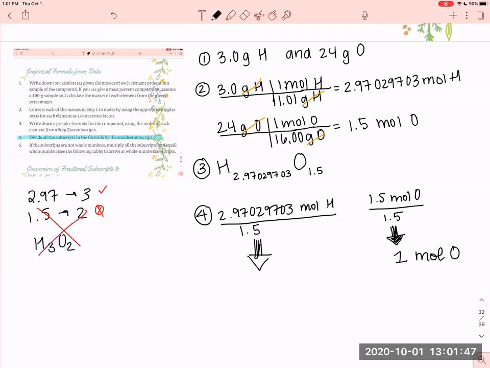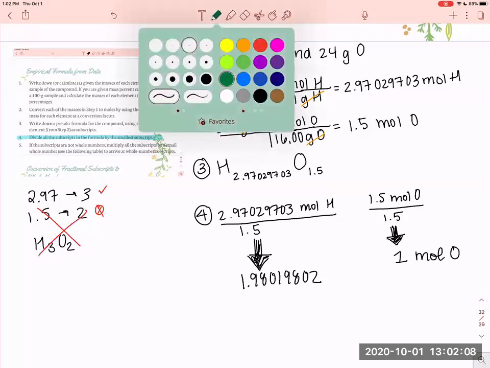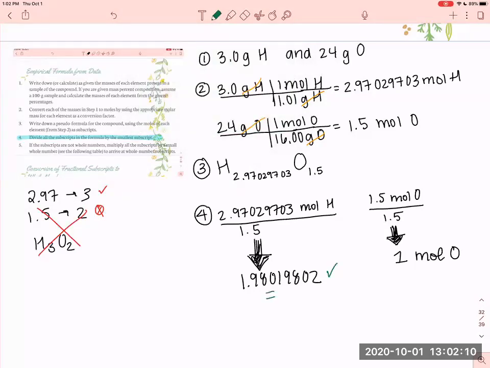And would you look at that? You get 1.98019802. And the rule is you can round anything that is 0.1 off from a whole number. So I can round 1.9 and I can round 1.1, but I can't round 1.8 and I can't round 1.2. So be very careful with that. So this is okay. I'll get the green light to round this to 2.